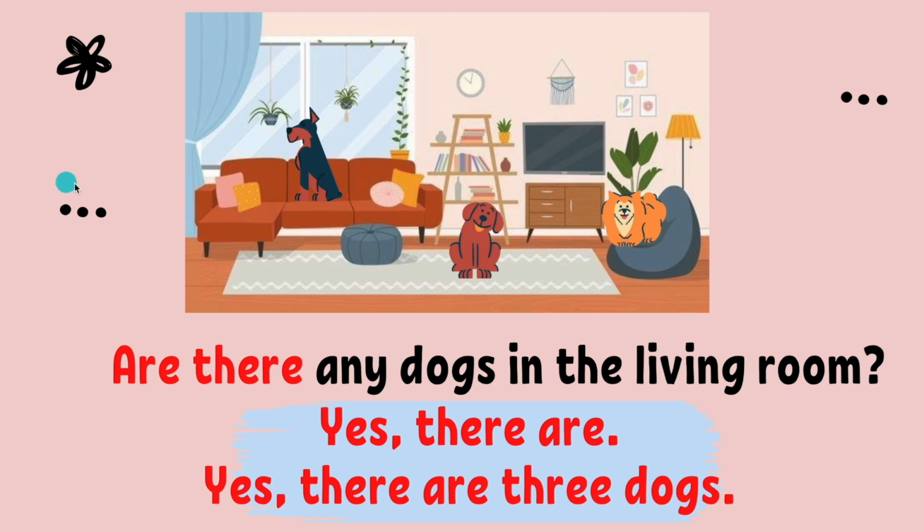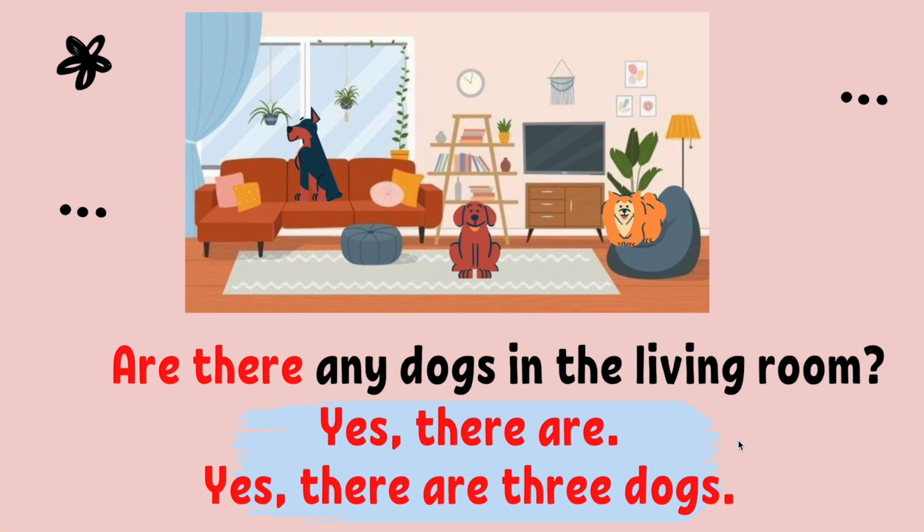So, how many dogs are there? There's 1, 2, 3. So, you can answer yes, there are. Ya, ada anjing. If you want to be more specific, kalau awak nak jadi lebih detail, lebih mendalam, awak boleh kata yes, there are 3 dogs. Dua-dua diterima. Both are accepted.